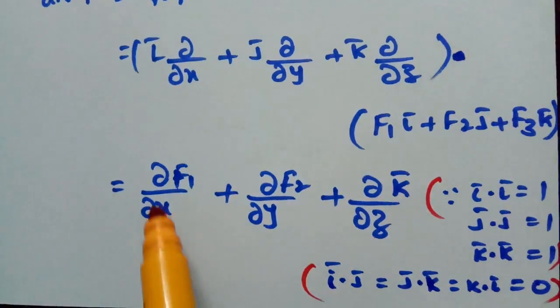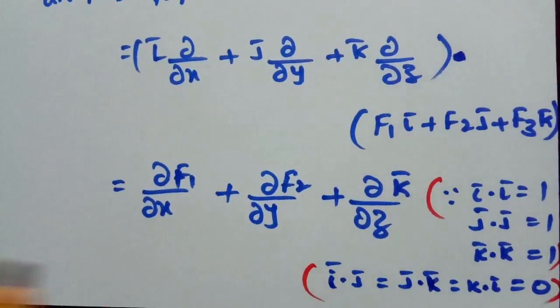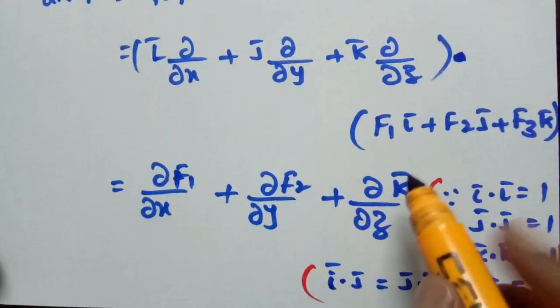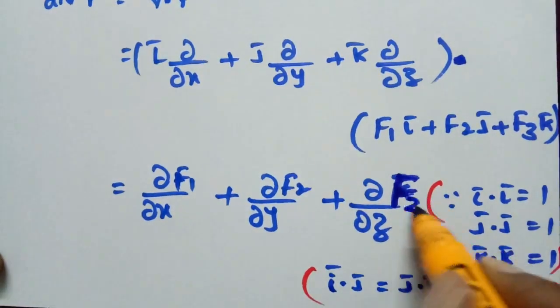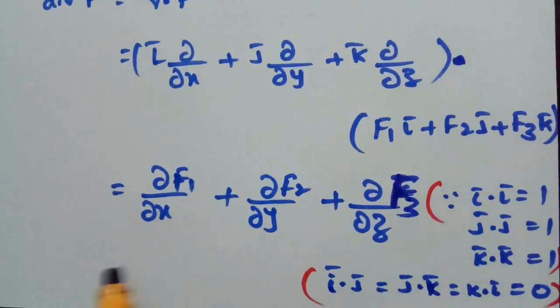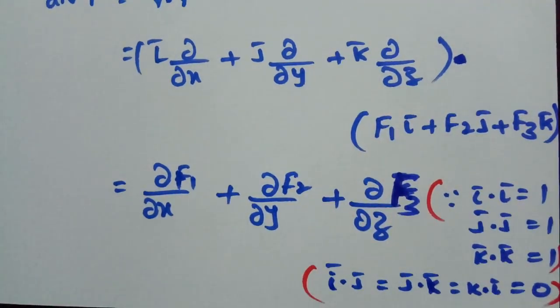Del dot F bar is equal to dou by dou x of f1, plus dou by dou y of f2, plus dou by dou z of f3. This is del dot F bar.